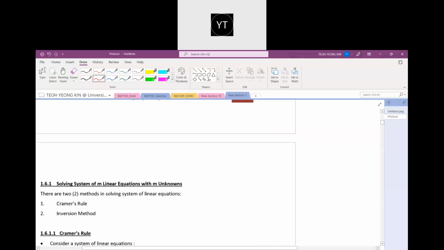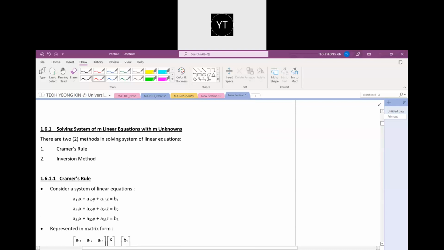So, seterusnya, next, there are two methods. Ada dua cara nak selesaikan system of M linear equations and M unknowns. Maksudnya persamaan dengan pemboleh ubah dia sama. So, there are two methods. Kita ada dua cara. One is Cramer's rule. One is the inversion method. In this video, we will look at Cramer's rule. The second video will be the inversion method. Dalam video ni, kita akan tengok Cramer's rule. Video seterusnya, saya akan buat inversion method.